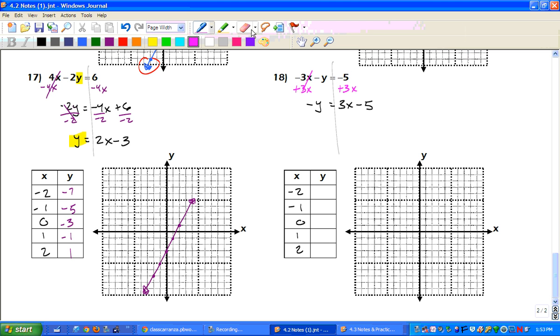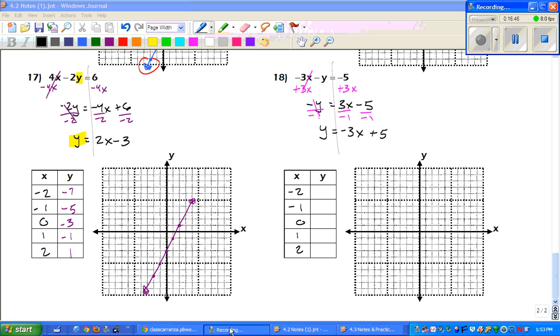I'm checking in right here real quick because the y is not by itself. So make sure you are dividing right here by negative 1. And you get y equals negative 3x plus 5. Okay? All right. Pause the video again.